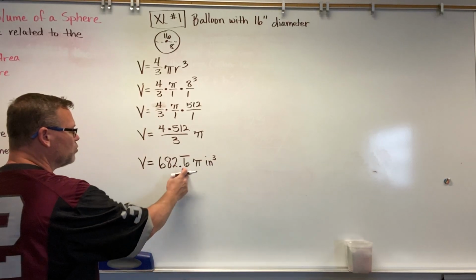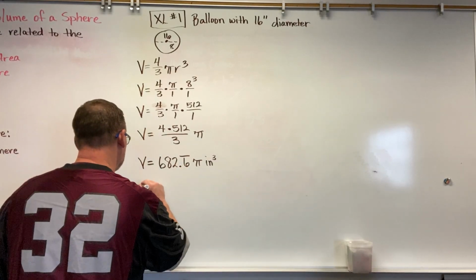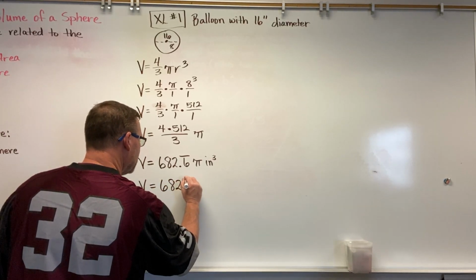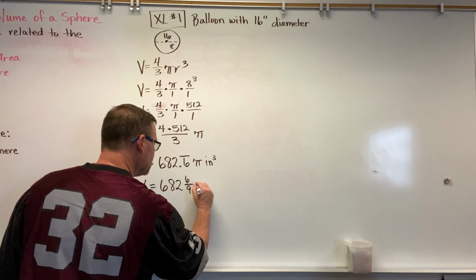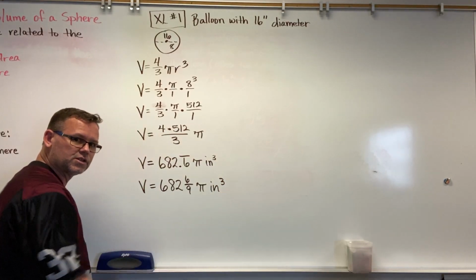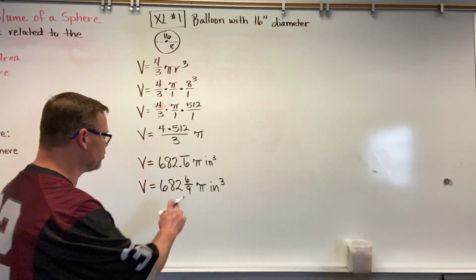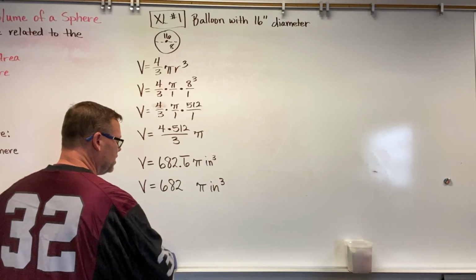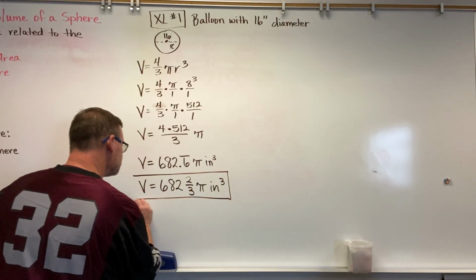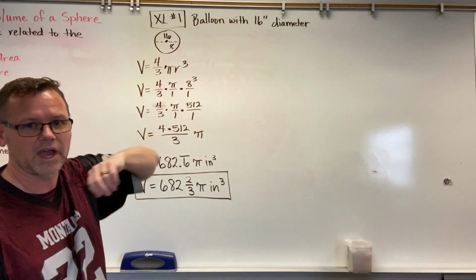Now what you have to remember is they're going to want this in fraction form. So any repeating decimal, if we're putting it into a fraction, should be over 9. So 682 and 6/9 pi inches cubed. If you simply punch that in though, it's going to tell you that it's not correct because it's not in the simplest form. We have to reduce that, so that would end up actually being 2/3. So that right there is my first answer. That's the volume of that balloon with a 6-inch diameter.